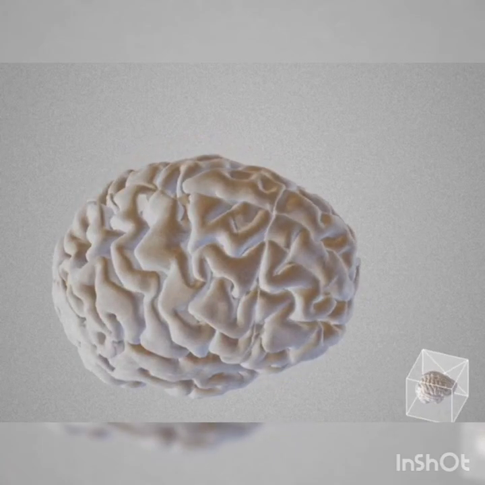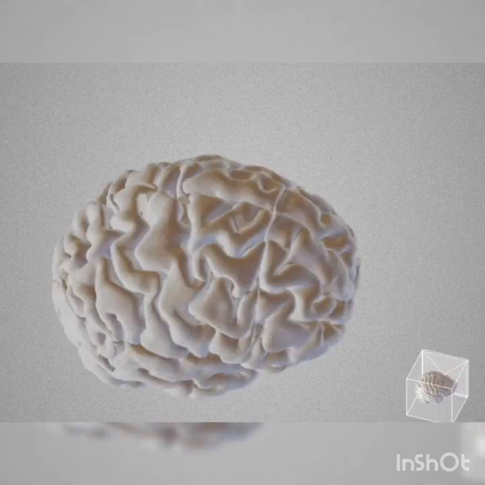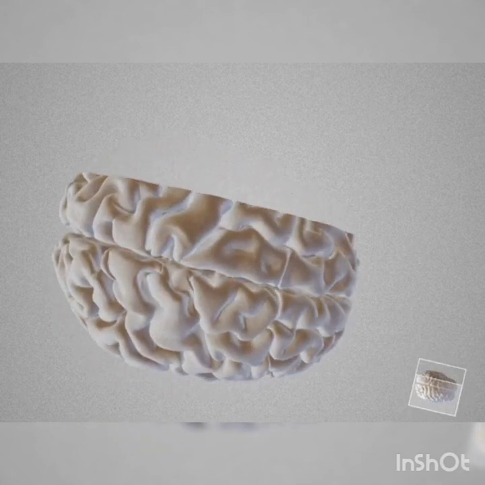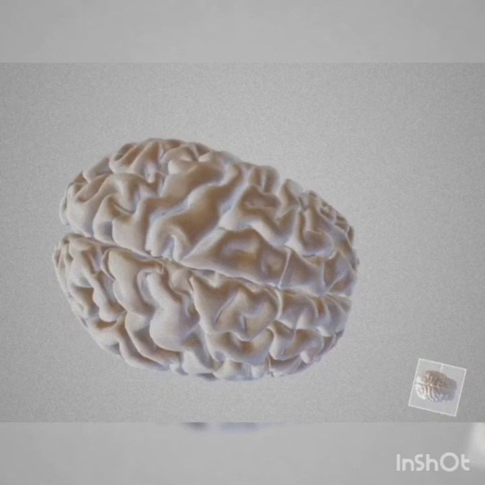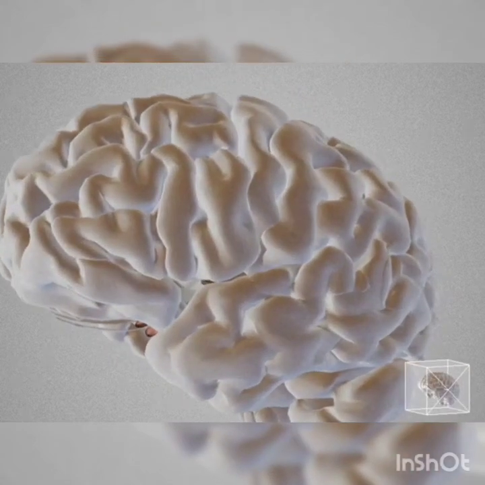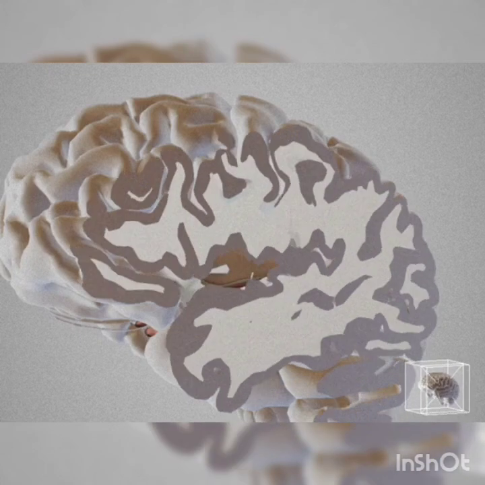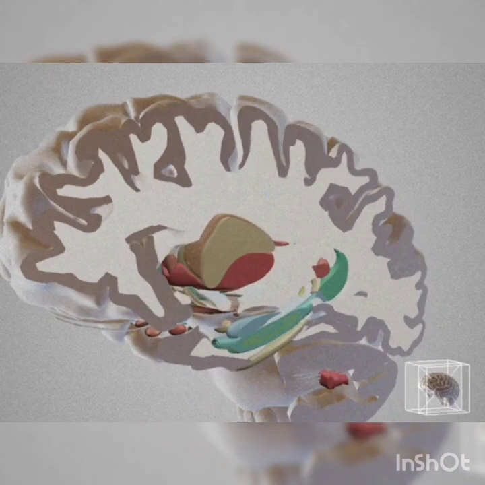Now the sagittal section. Sagittal section provides a view of the brain's interior, dividing it into left and right halves. This section reveals key structures like the cerebrum, cerebellum, brainstem, along with the ventricles and other internal components.